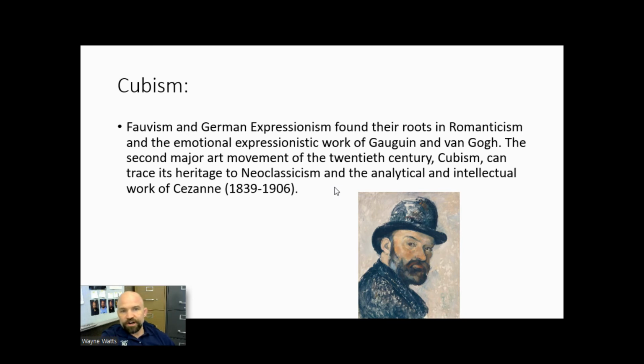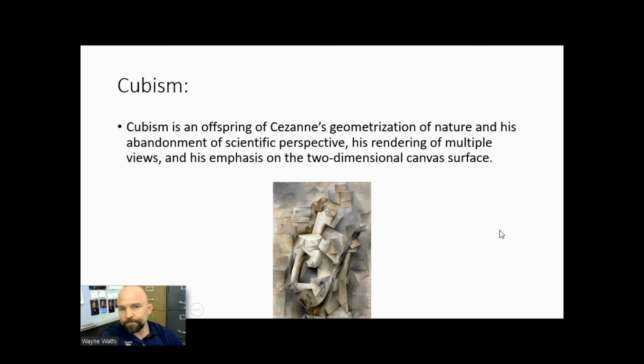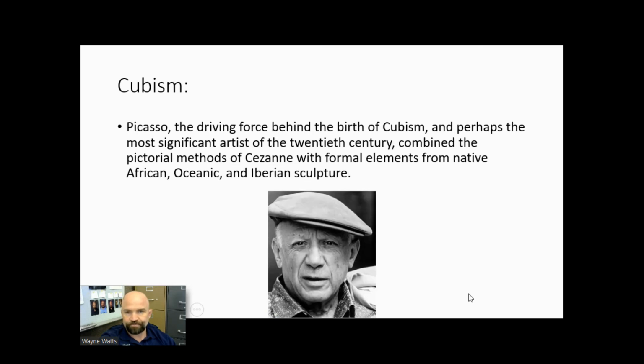The second major art movement of the 20th century, Cubism, can trace its heritage to neoclassicism and the analytical and intellectual work of Cezanne. Cubism is an offspring of Cezanne's geometrization of nature and his abandonment of scientific perspective and his rendering of multiple views and his emphasis on the two-dimensional canvas surface.